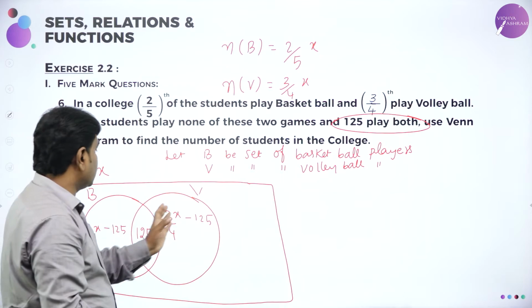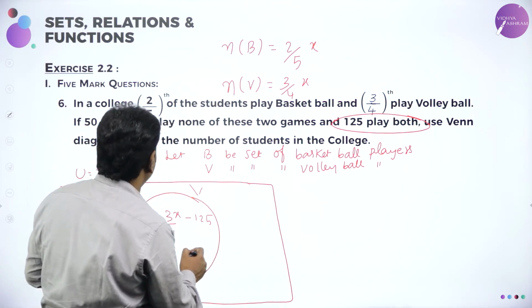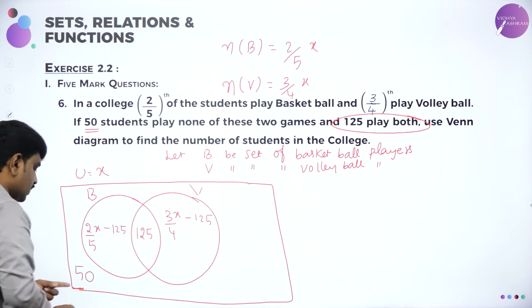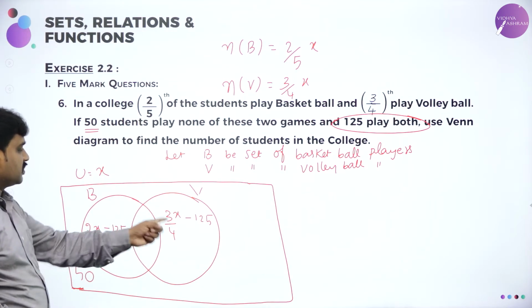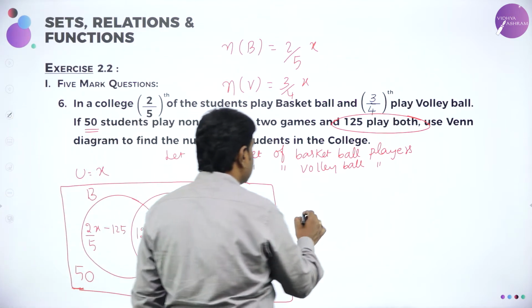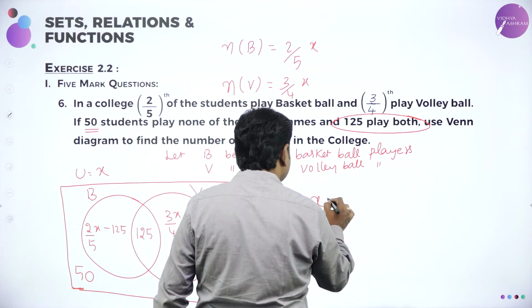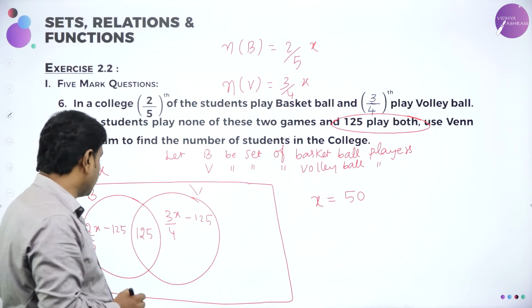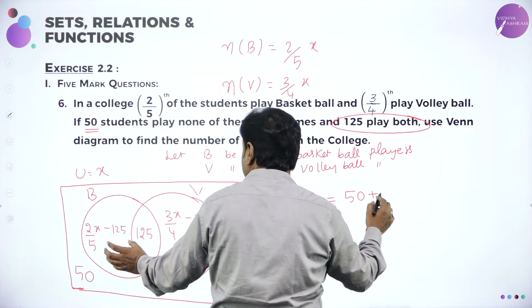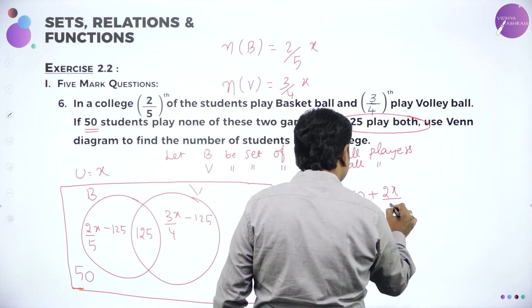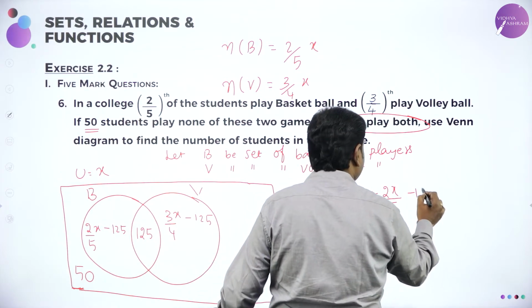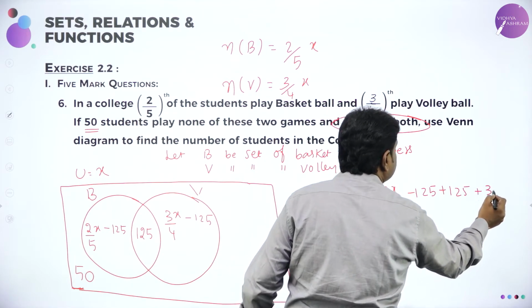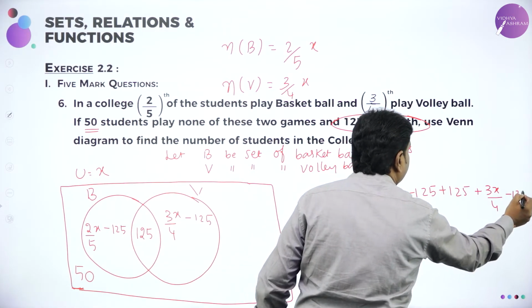So now sum of all these things, and they also mentioned 50 do not play any game. 50 lies outside. So this is the 50. So this plus this plus this plus this is the universal set. So universal set is the sum of all. So I can take x is equal to 50, those who do not play any game, outside people, plus 2x by 5 minus 125, plus common people 125, plus 3x by 4 minus 125.